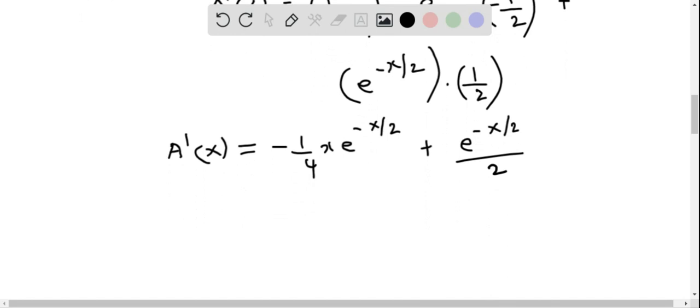Now we put A prime of x equal to 0. So I can substitute 0 over here. So I can just remove this and put A prime of x equals 0. We then have to solve for x from this equation. So let's get this simplified.